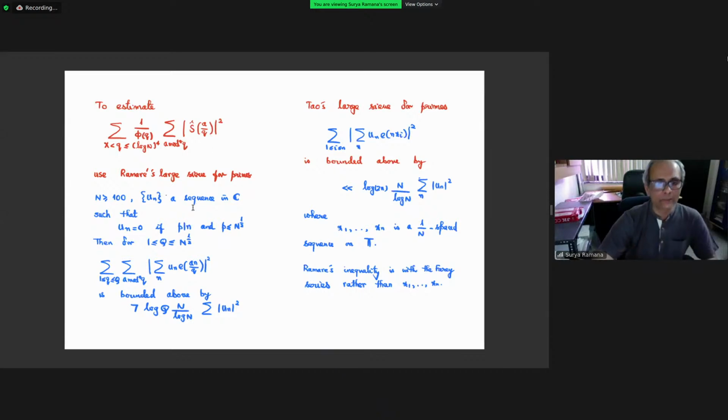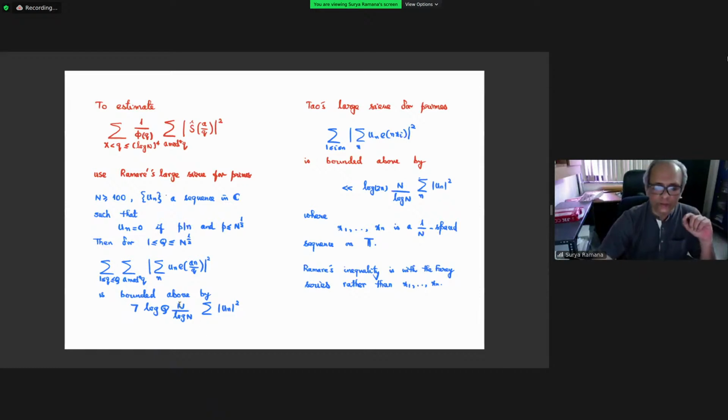Now, this is a sum that Olivier had treated before, and it is treated by what he calls the improved large sieve for the primes. The large sieve itself, of course, is a very standard inequality in analytic number theory, and one of Ramaré's results was an improvement of this for the primes.